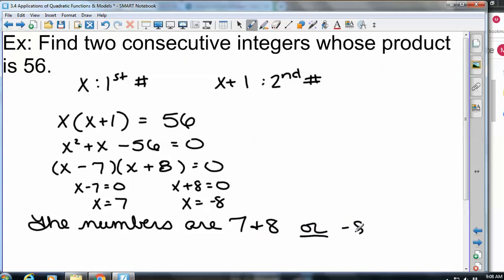Or, if x is negative 8, then the second number is x plus 1, which is negative 7. So you could have positive 7 and positive 8, or negative 7 and negative 8. I'm confused on the last part. Okay. Here's your first. X is the first number. To get the second number, you do x plus 1. So if the first one is 7, 7 plus 1 is 8. If the first one is negative 8, negative 8 plus 1 is negative 7. Other questions?